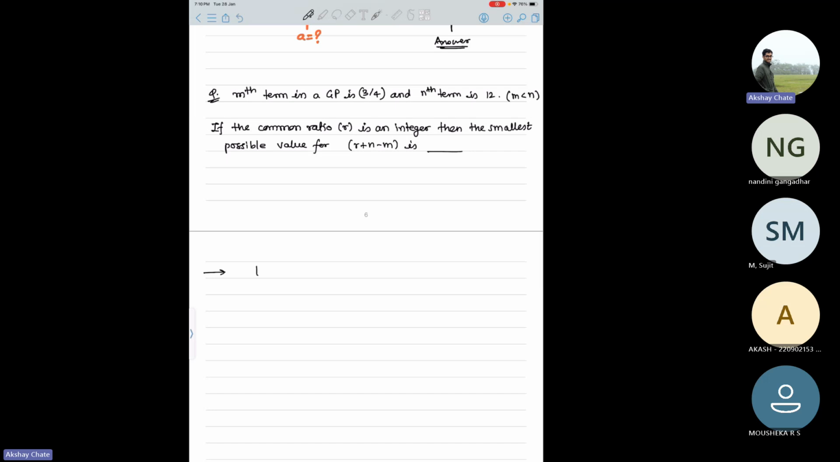So let's first write the mth term. Okay, so it will be 3 by 4. It will be a into r power m minus 1, right? That is 3 by 4. Then you have the nth term, which will be a r power n minus 1, which is 12.